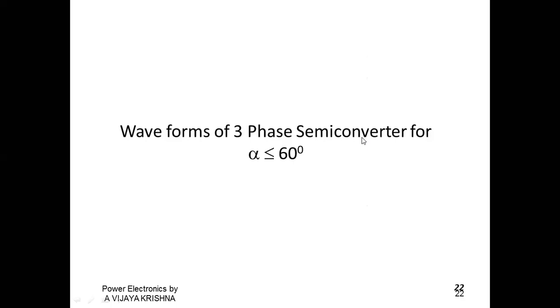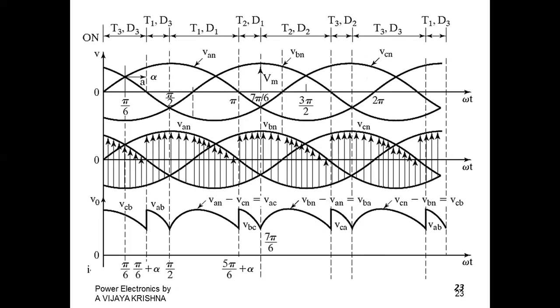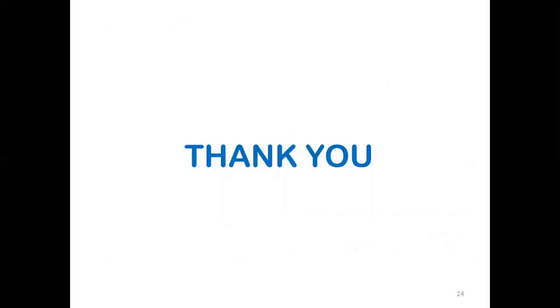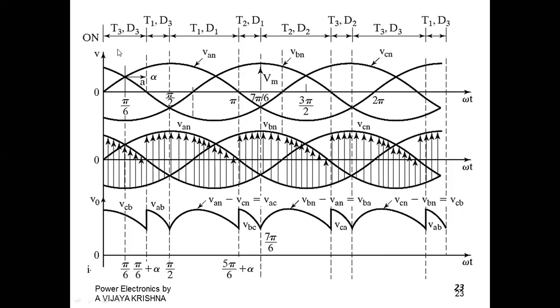And if you observe the waveforms of the three-phase semiconverter for alpha less than or equal to 60 degrees, how can the waveforms be? For alpha less than 60 degrees, the current is continuous. You observe that the current is continuous. I have not shown the current here; in the next class I will show the current expression, which should be continuous. Even the voltage does not come towards zero.